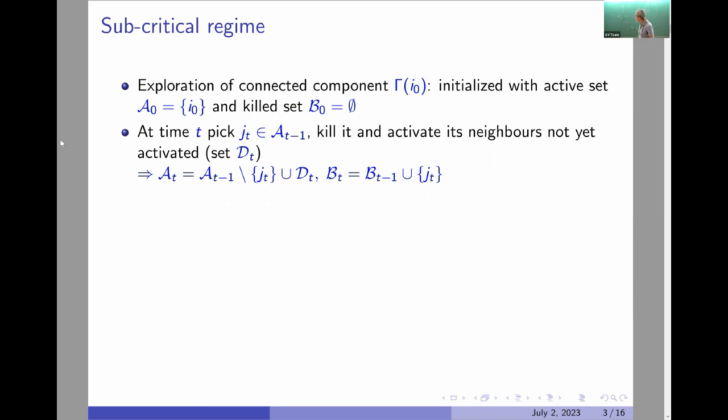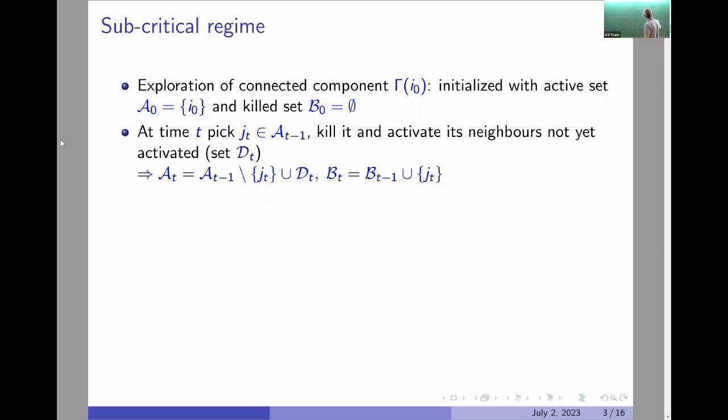Okay, and I'm going to kill this node. And I have a set of killed nodes, which is reduced to I naught, and then a set of newly activated nodes, which is set D1. And I'm going to do that iteratively.